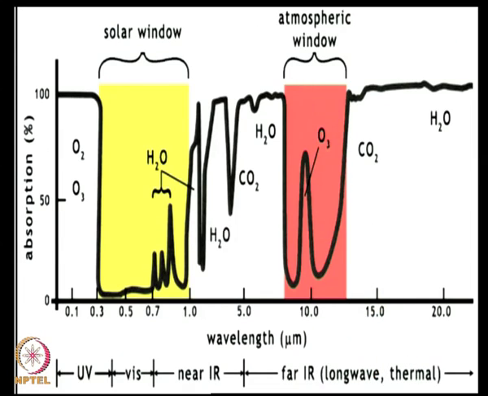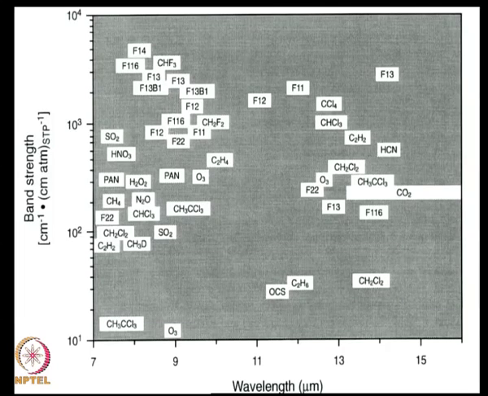Now, this figure clearly illustrates the important difference between the solar region and the IR region. You can see in the infrared region beyond around 0.7 micron, there is a lot of absorption by the atmospheric gases, H2O, carbon dioxide, ozone and so on. And on the other hand, below around 0.7 micron, atmosphere is almost transparent. Of course, this is the basis of the greenhouse effect.